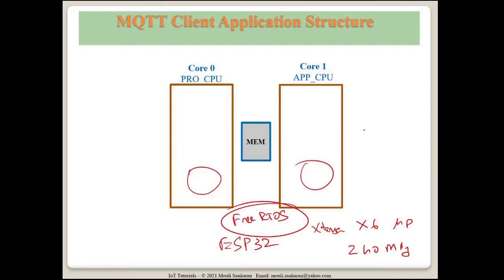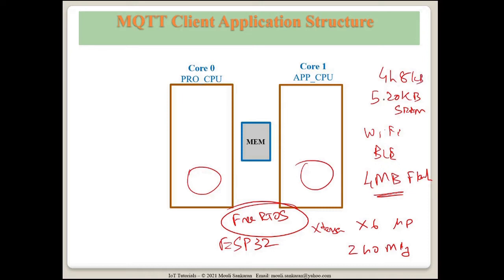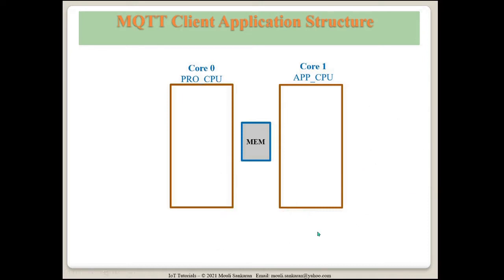This also has, as I mentioned, Wi-Fi and Bluetooth, and it has 4 MB of flash into which our code will be uploaded, and 520 kilobytes of SRAM where the RAM is available, and it also has 448 kilobytes of ROM. We won't be using that for our demo here. You can get more details on this. I will also share some PDFs, links and references wherein you can read more about it.